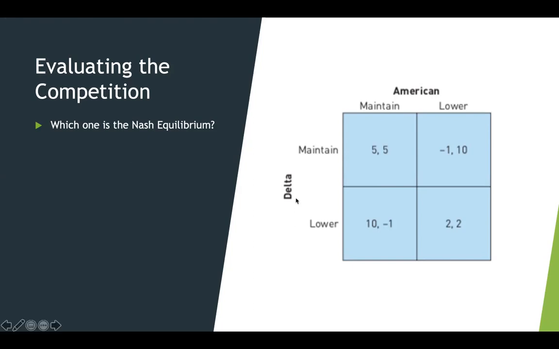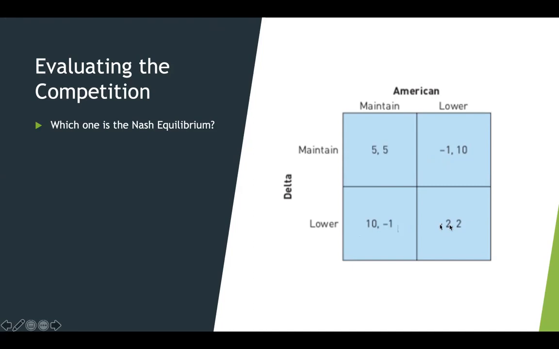If we are Delta, and our opponent, American, wants to maintain the price, we have two options. The first one is maintain, and we will get 5; lower, we will get 10. So which one do you want to choose? You want to choose lower, right? But if our competitor, American Airlines, chooses lower, we have two options too. If we maintain the price, we will get -1. And if we lower the price, we will have 2.